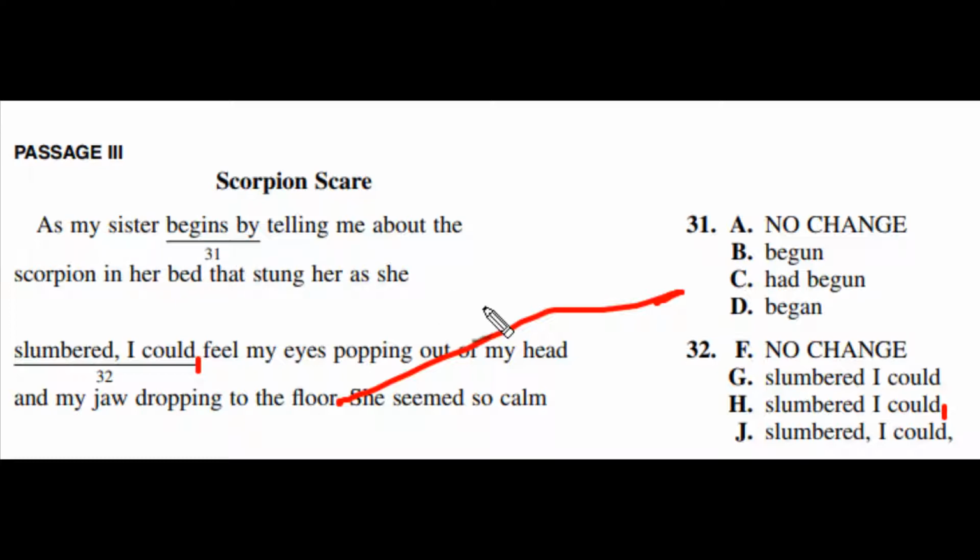As my sister began telling me about the scorpion in her bed that stung her as she slumbered, I could. You see right away that that's a dependent clause. And then the next part, feel my eyes popping out of my head and my jaw dropping to the floor. That's dependent. Right away, I can cross out H. It violates abandoned boxcar. It's two dependent clauses connected by a comma. Remember, it's got to be independent, comma, dependent, or vice versa. Boom. That's out.